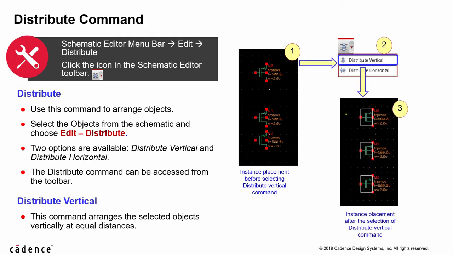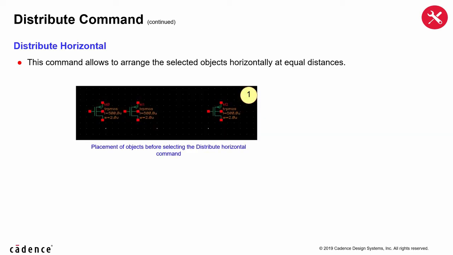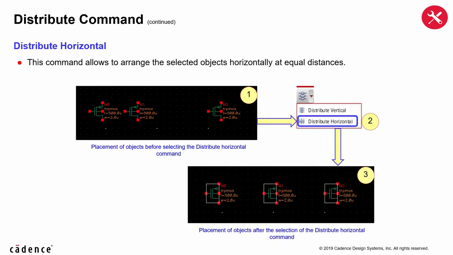In the image on the right, you can see that you have a perfect distribution or gap once the command has been selected. On this slide, you see an example of the distribute horizontal command. In the first image, you can see the placement of the instances prior to using the command. You can then select the objects and use the toolbar or Edit menu to make your distribution choice. In the last image, you can see how the placement of objects looks after using the horizontal command.